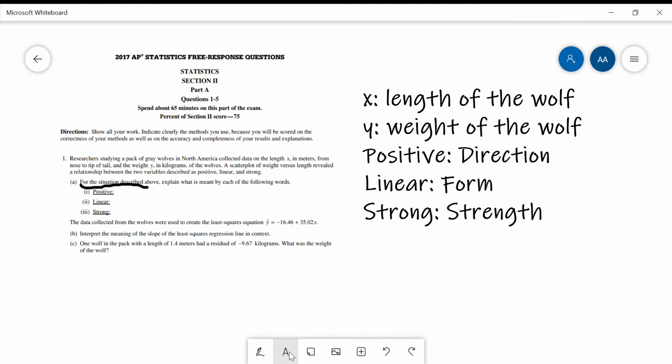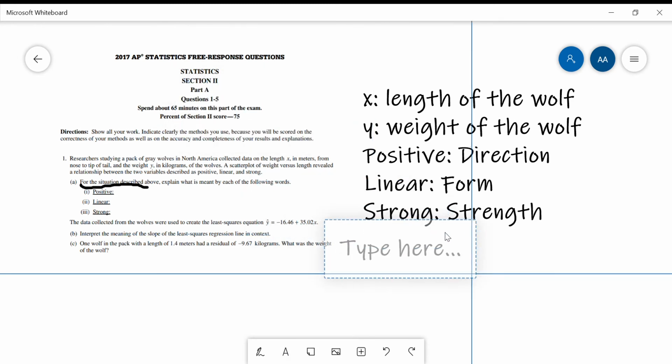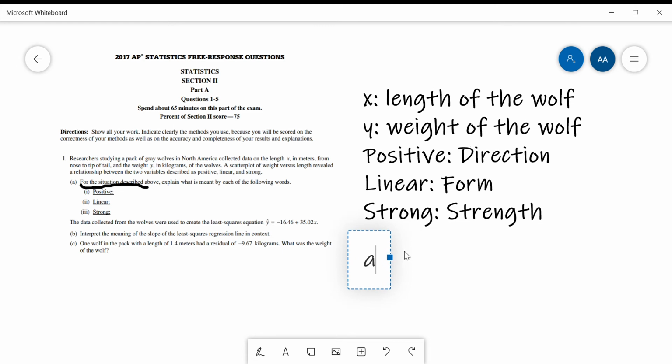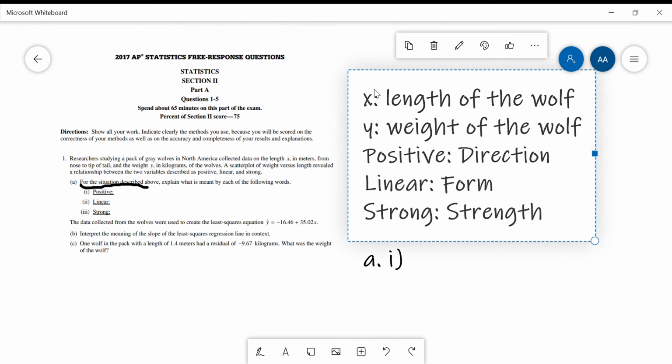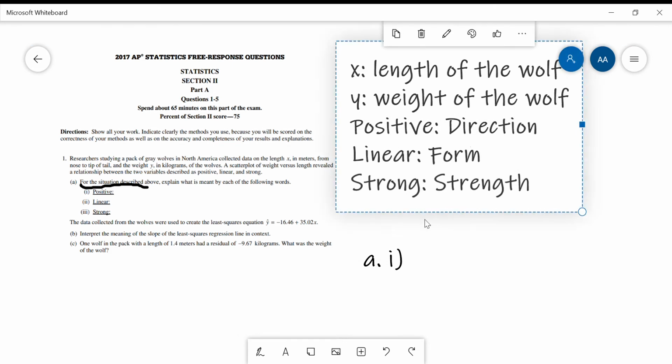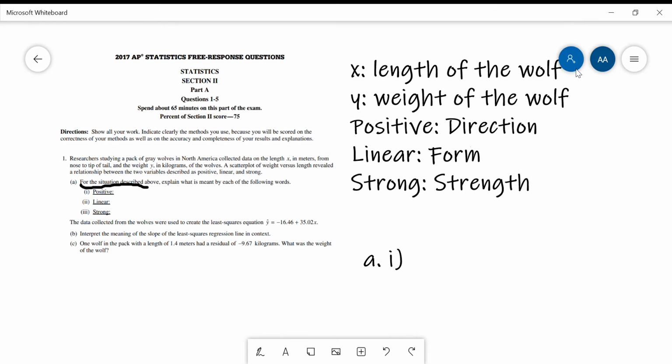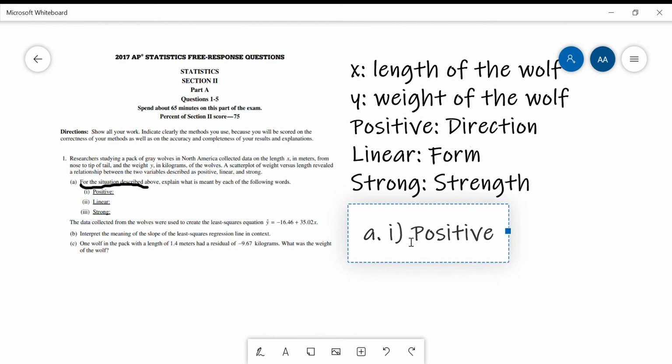So in doing that, let's see if we can answer them. So let's do part A, part 1. So I'm going to move this up here. Sorry that it blocks the wolf. But so let's try answering this. So it asks for, basically, if you read it, it's saying, for the situation described above, explain what is meant by each of the following words. And part 1 says positive. So we're going to start with that.